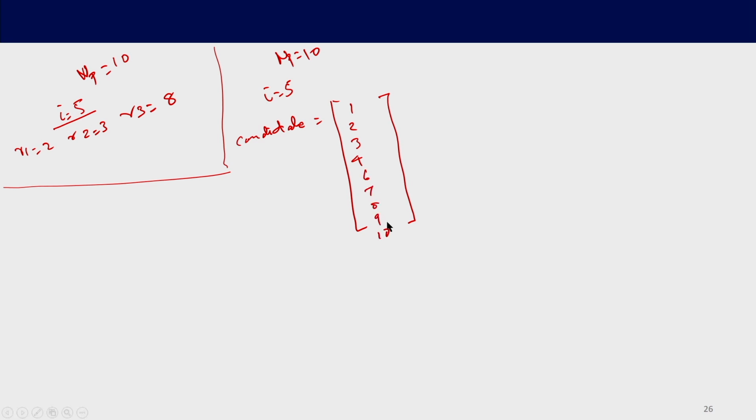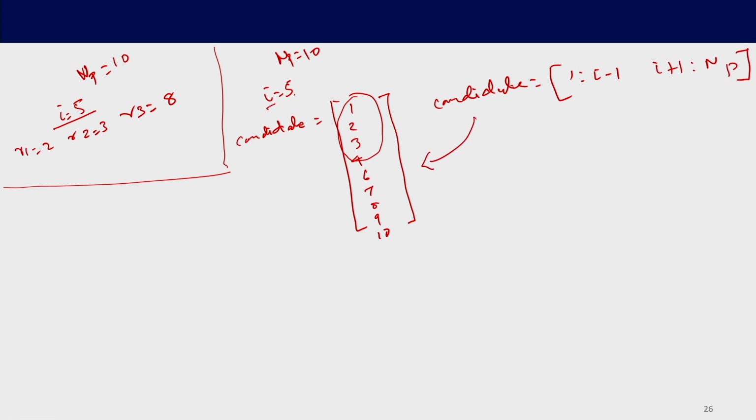We can generate this using this command. Candidate is equal to 1 to I minus 1, that will help us get these values, and then I plus 1 up to NP. That will help us generate this vector if I is equal to 5. If I happens to be 6, then the candidate vector would be 1, 2, 3, 4, 5, 7, 8, 9, 10. This way we can avoid the solution which we do not want. Here we do not have 6.